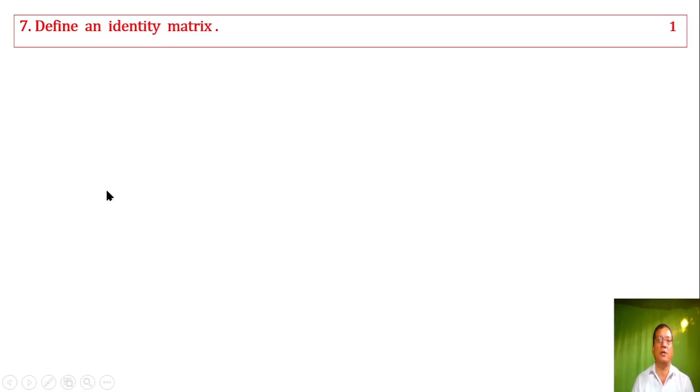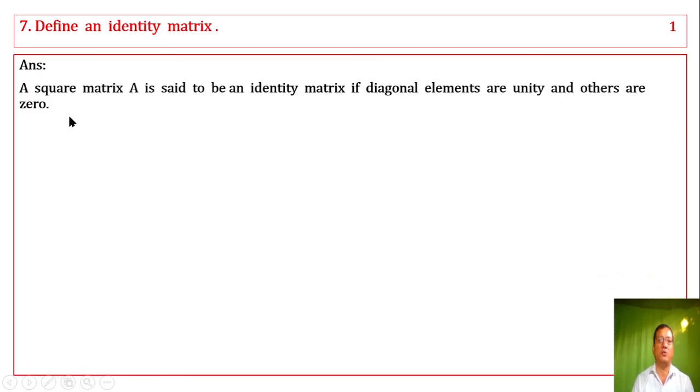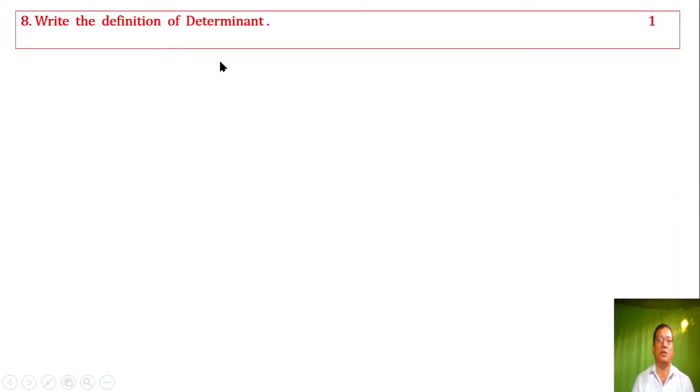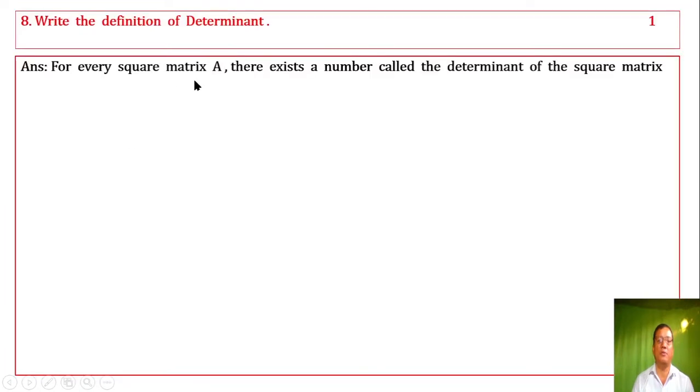Define an identity matrix. 1 mark. A square matrix A is said to be an identity matrix if the diagonal elements are unity and others are 0. Write the definition of determinant. For every square matrix A, there exists a number called the determinant of the square matrix A and denoted by det A or |A|.